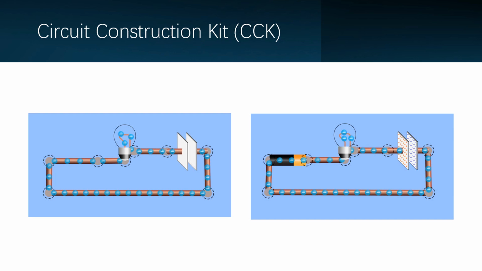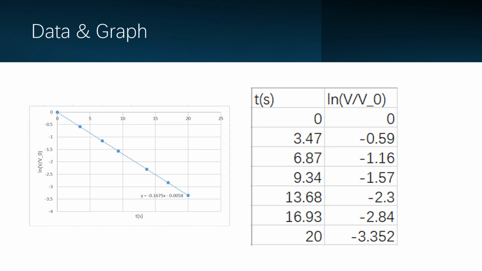In part 6, we built a RC circuit with the components shown on the slide. Close the circuit and let the capacitor charge. Then remove the battery, close the circuit again, and let the capacitor discharge. Measure the potential difference in the capacitor every second until 20 seconds. In plotting the graph, the ratio of the bottom is equal to the sum of 0 volts.